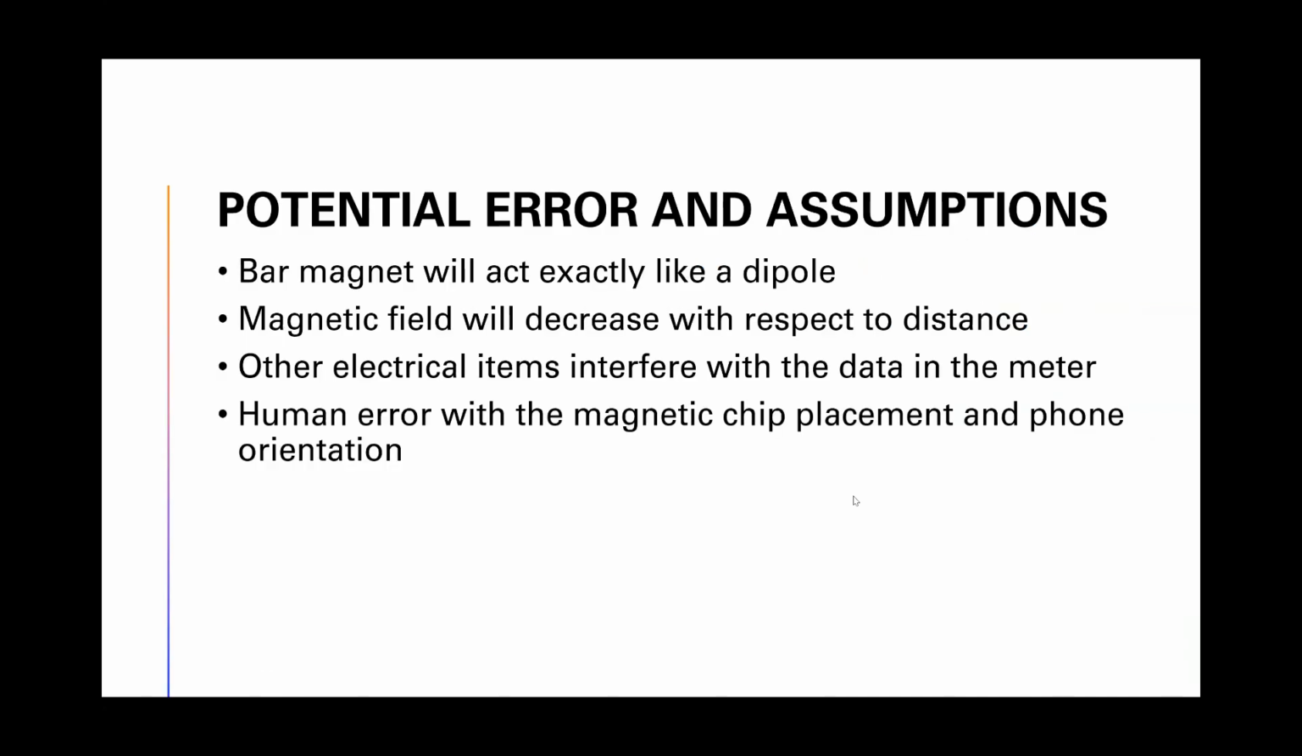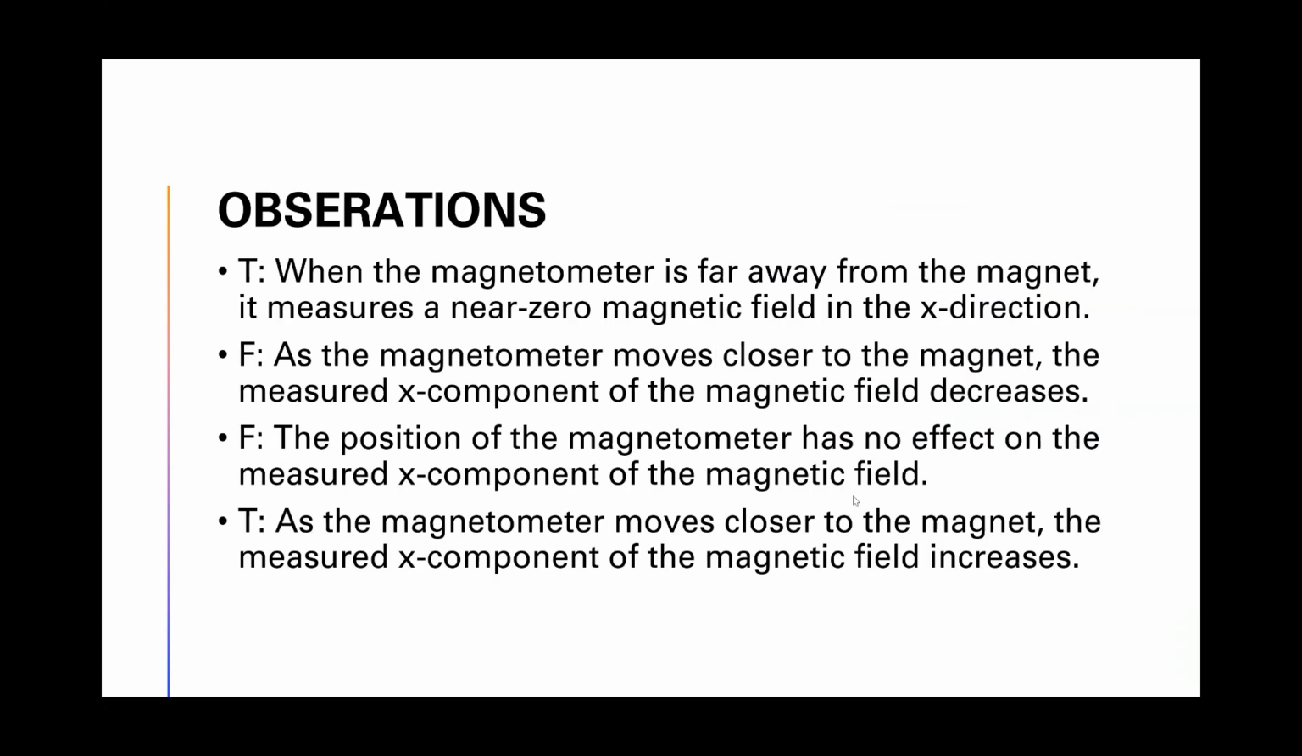Potential errors and assumptions: some assumptions are that this bar magnet acted exactly like a dipole, and that the magnetic field will decrease with respect to distance. These are both assumed, so these could be either slightly different or have more aspects to them. Some errors could be that other electrical items interfere with the data in the meter, as we were doing this in the lab with a lot of computers around that we couldn't really get rid of, so that might have hindered it, as well as human error in placing the magnetic chip in distance.